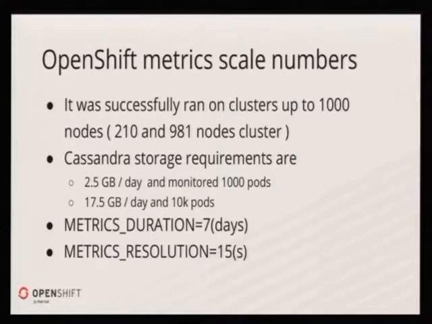We have noticed that for 1,000 pods, Cassandra storage requirement during one day is approximately 2.5 gigabytes. If we keep the default metrics duration of 7 days and a metrics resolution of 50 seconds, it would be safe to allocate around 20 gigabytes of data per week for 1,000 pods, giving, for example, a 10% buffer in case something is not correct in my calculation.